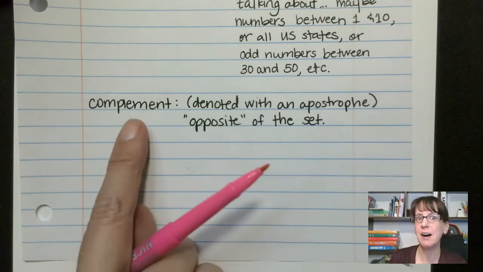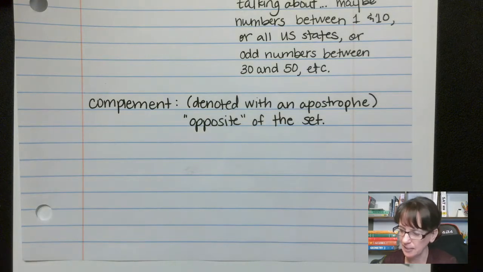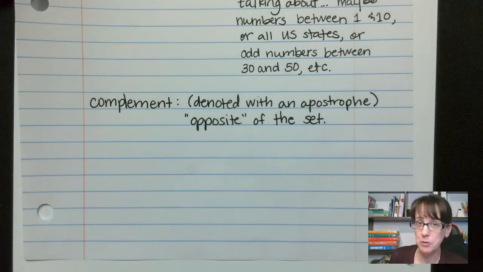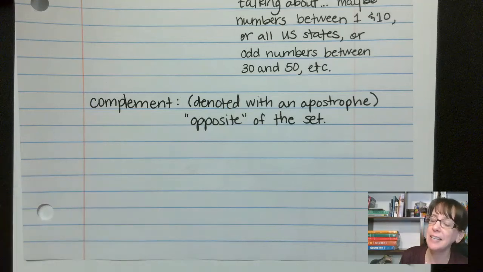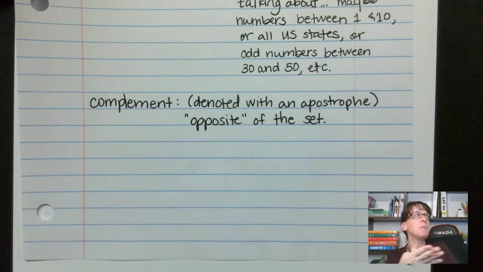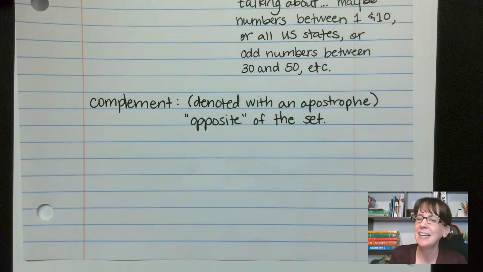The last word is complement, and it looks like an L, hard to read there. It's not compliment like, oh, your shoes are so wonderful today. No, that's compliment with an I. This is complement with an E, as in this wine complements this dish that we're having for dinner tonight, or this color complements that person's eyes. It's something that goes with something else, and we denote that with an apostrophe. Basically, it's the opposite of the set, and again, that'll make sense in just a minute.